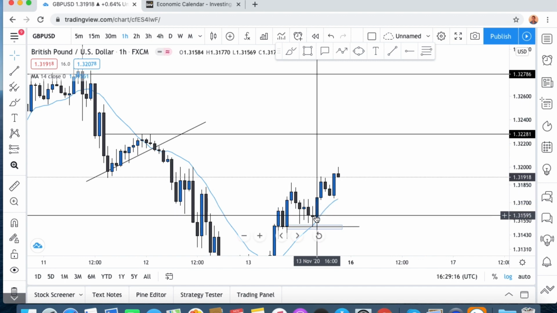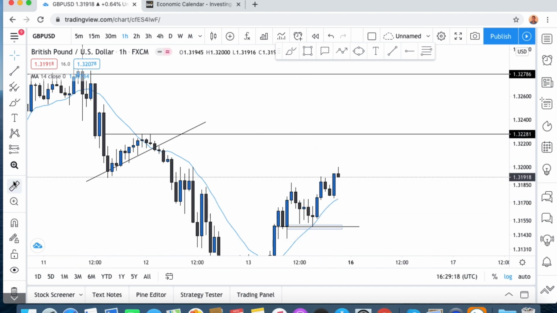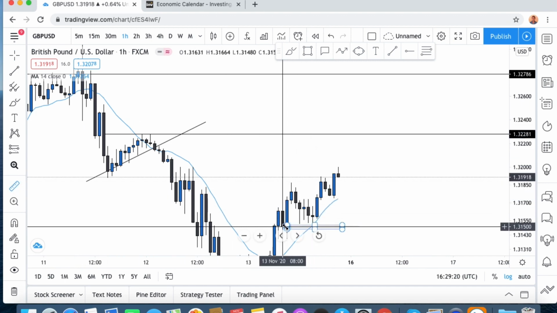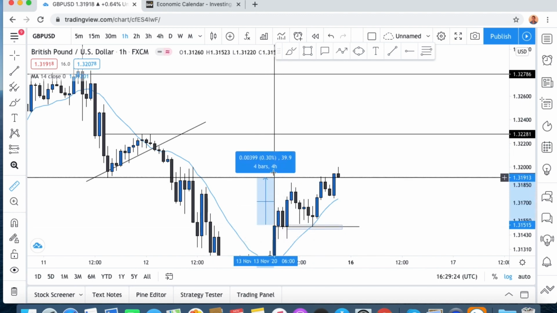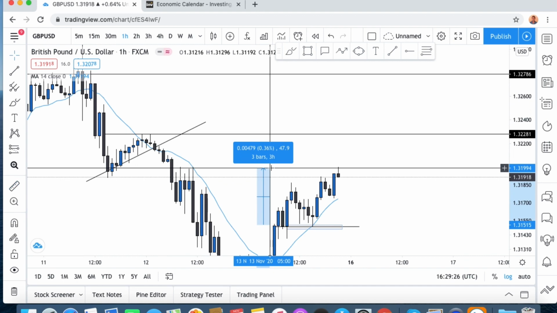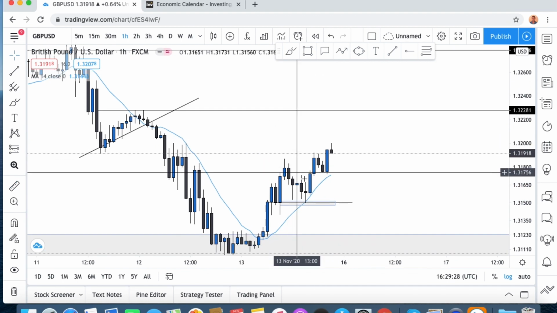So it's a lucky thing I didn't enter the trade, but this was around 60 pips up, I think. So it would be good money. 50 pips, call it 50 pips. It would be good money regardless, right?